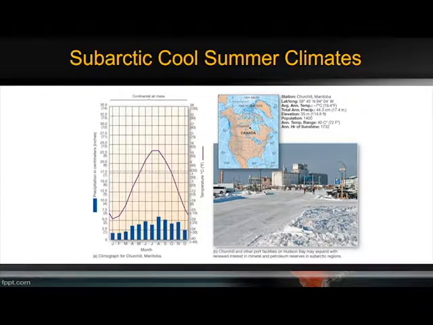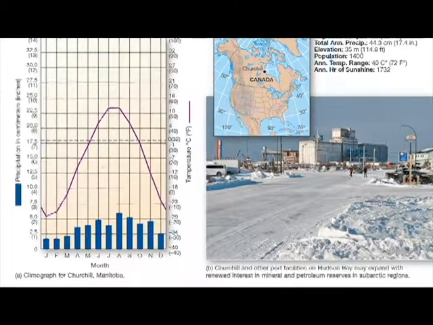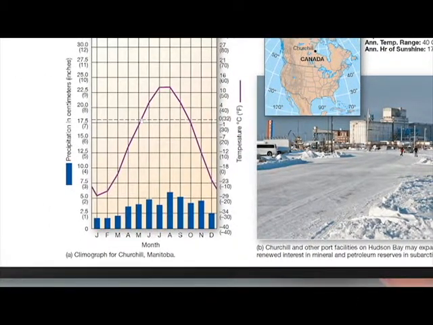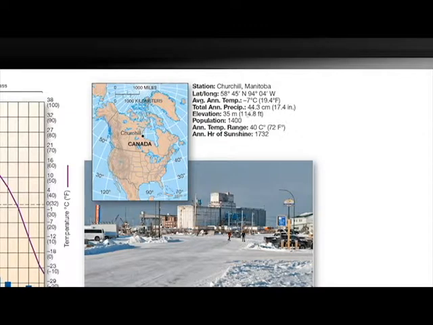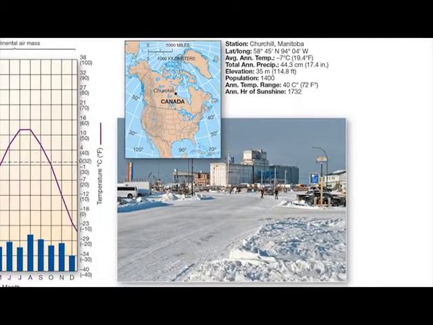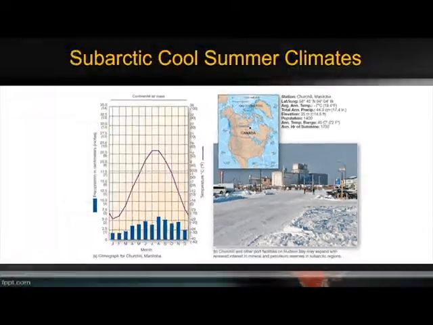So the next one, the subarctic cool summer cities. Look what happened in terms of temperature. Wow, now in reverse, you have a few months where the temperature is warmer than 32 degrees, but most of the year the temperature is below freezing point. And the precipitation also decreases. You see total annual precipitation only 17.4 inches, but the temperature range is 72. It's getting very cold, as you can see here in this beautiful picture.